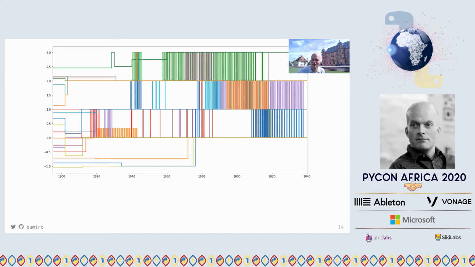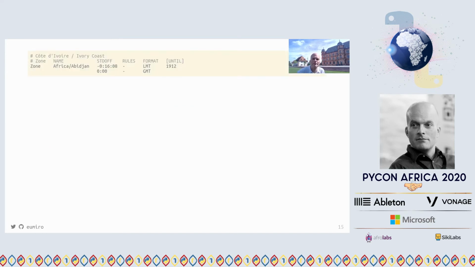In some other countries it looks even wilder. So let's have a look at this file, what's there in it. The simplest example is here, Ivory Coast, Abidjan. There are only 2 lines. The first one says that the local mean time valid until 1912 was 16 minutes and 8 seconds behind UTC, and since then Ivory Coast is on GMT, so 0 hours, 0 minutes ahead of UTC, so the same time.